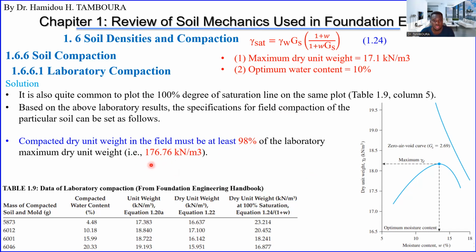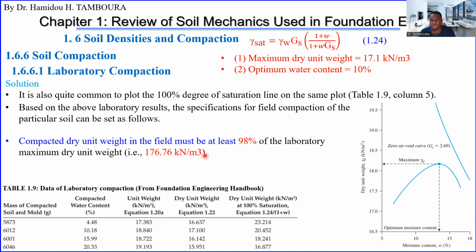16.76. The 7 should not be here. Okay, so it means on the field, depending on the project, you can give specification for the field compaction. If the result of the field compaction is less than this, then the quality control has to tell that, okay, in this place, you have to redo the compaction. It's not good. If you obtain, for example, 15, then it's really not good.